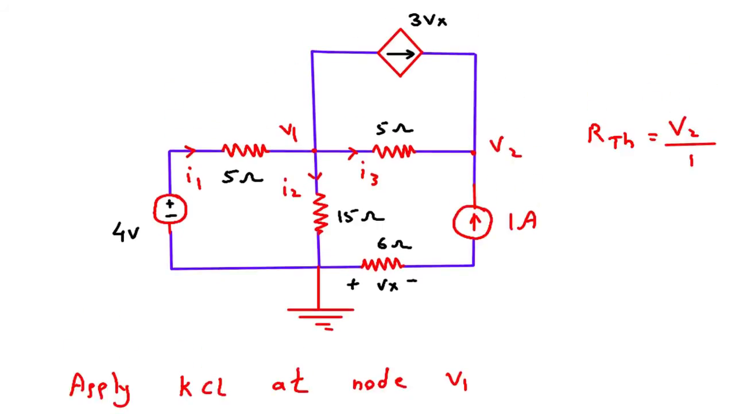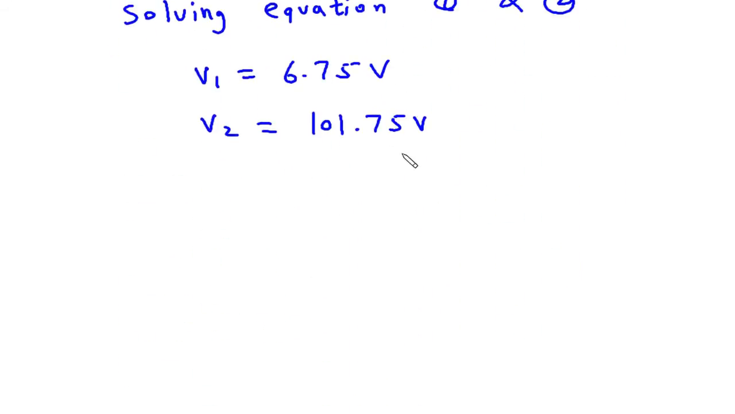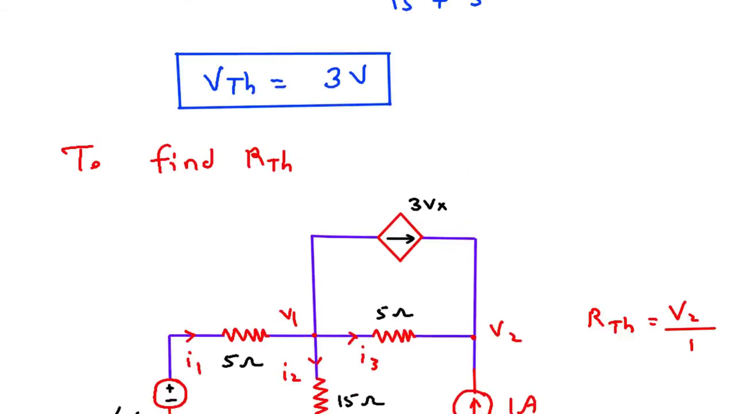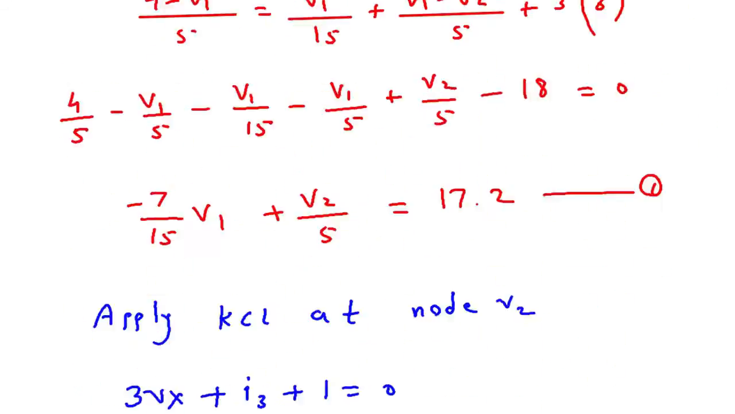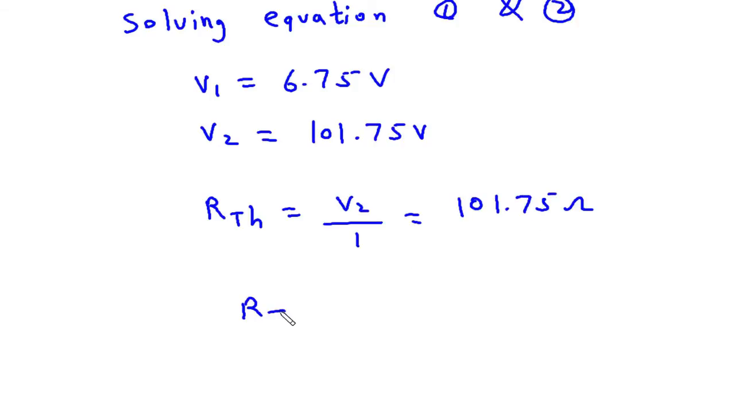We have to find the value of V2. So V2 is equal to 101.75. RTH is equal to V2 divided by 1. So therefore RTH is equal to 101.75 ohm.